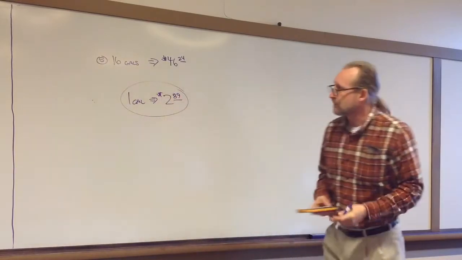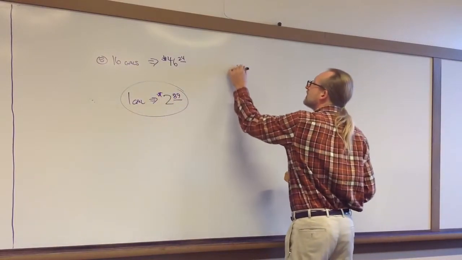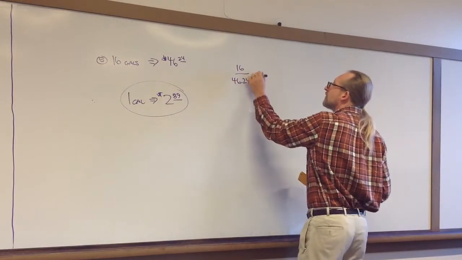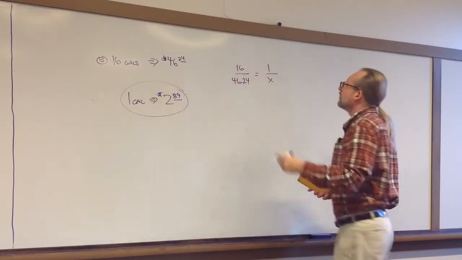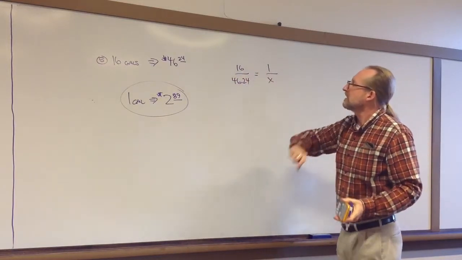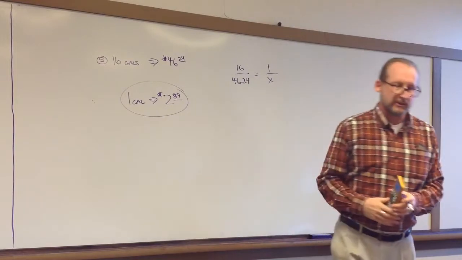And you can solve this as a proportion if you'd like, right? You can say 16 gallons is $46.24. 1 gallon will be X. And you'll see 1 times 46.24 divided by 16, and that'll give us the $2.89.